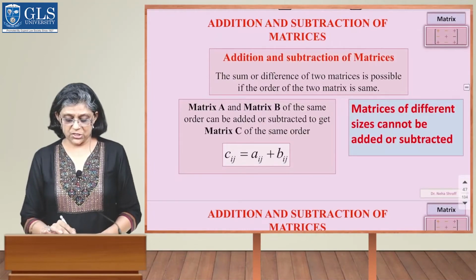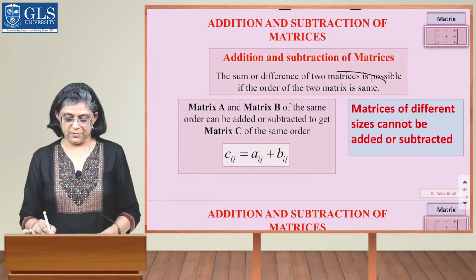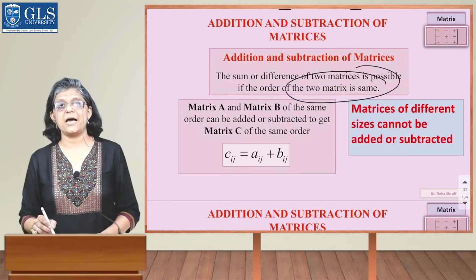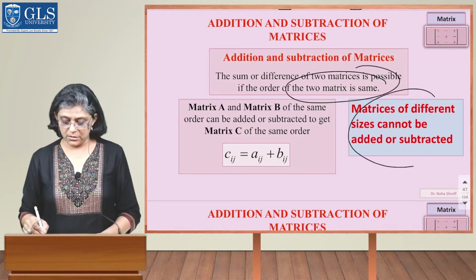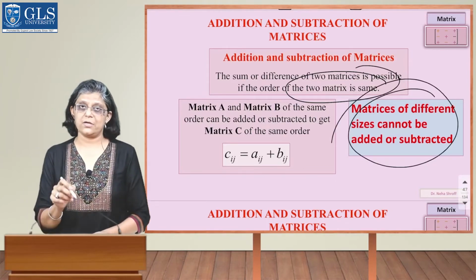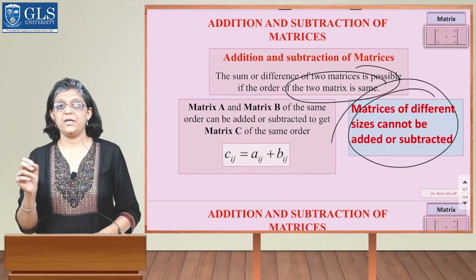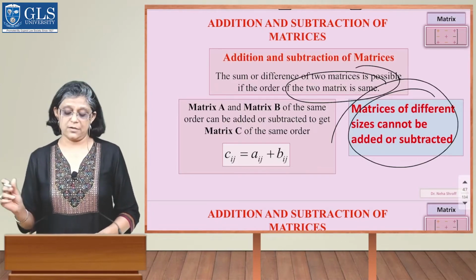Addition and subtraction: the sum of two matrices is possible if the order is the same. Matrices of different sizes cannot be added. This is very important to understand, that addition and subtraction can't be done when the orders are different.